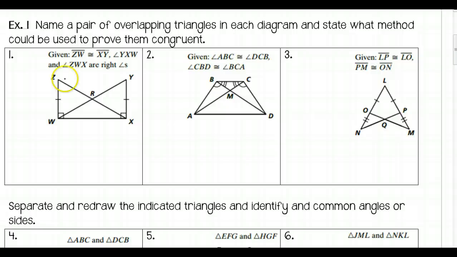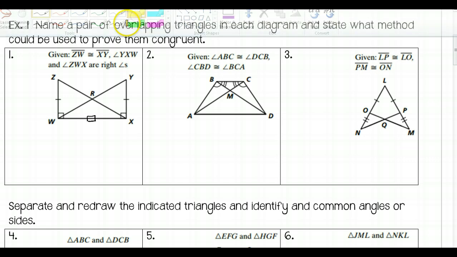For the first example, we're given that ZW is congruent to YX. I would probably switch that around to make it YX so that they correspond. And angle YXW is congruent to ZWX. Well, they're right angles, so we know that they're congruent. And we can actually see here that this side would be reflexive. So if you're having trouble seeing the two triangles, I'm going to use the technique of highlighting them different colors.